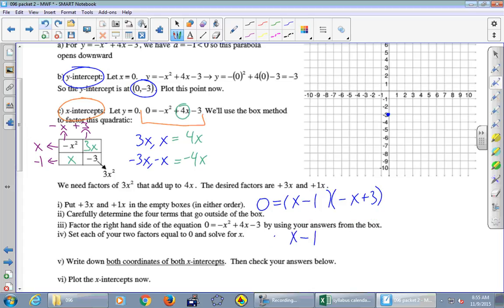It doesn't take long. 0 equals the first thing, 0 equals the second thing. Over here, add 1. Over here, maybe add x. Get x equals 3.